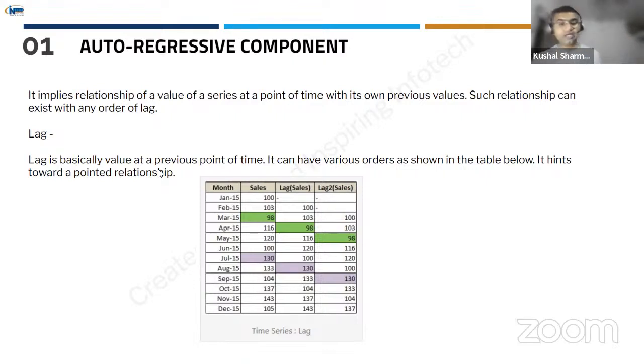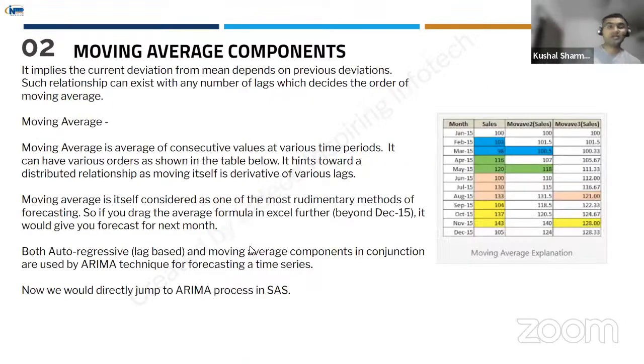So by this time, you must have understood that we have month, we have sales. So month and sales, that is the actual data. But after month and sales, you can see lag sales. So lag sales means previous month's sales has been put in front of Feb. Then lag 2, in front of March, Jan sales have been put. This is lag. So lag is basically value at a previous point of time. It can have various orders such as what is shown in the table. It hints towards a pointed relationship. So that is the autoregressive component.